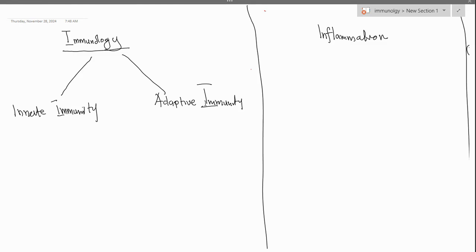Today we'll be talking about immunology, and we'll be briefly discussing the innate immune system. And on the innate immune system, we are going to specifically talk about the inflammation process.